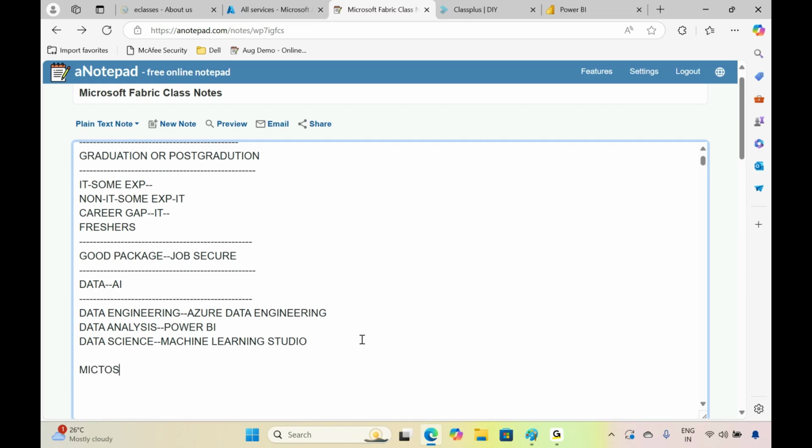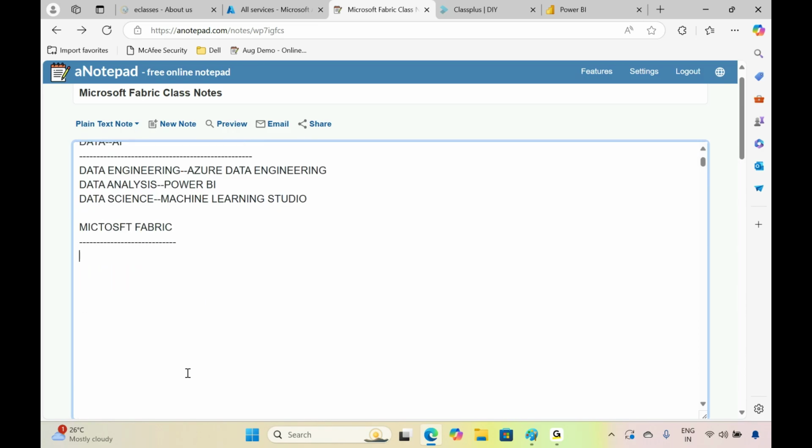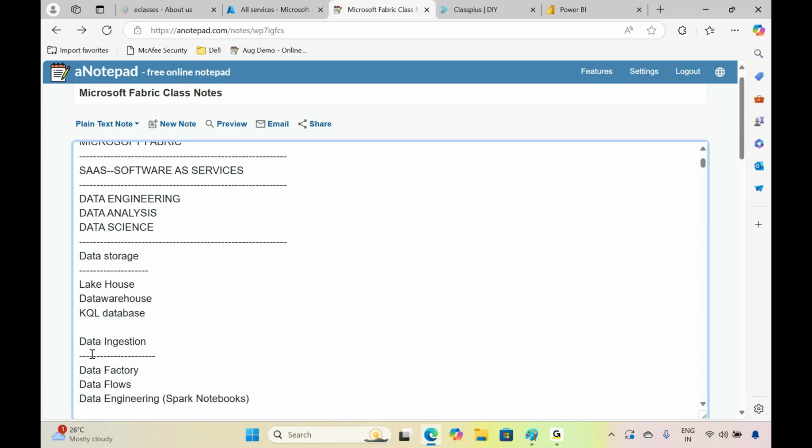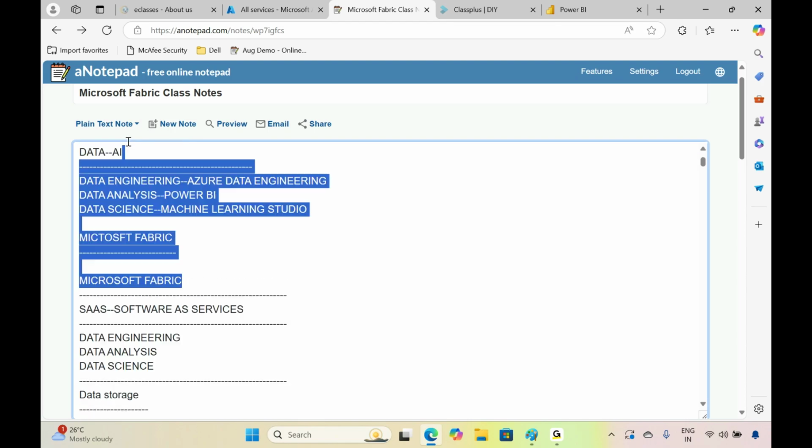Simply, they were not doing anything new. They were just combining the Power BI things, Azure data engineering things, and data science things into one platform, which is Microsoft Fabric. Microsoft Fabric is a software as a service platform offering the data engineering part, data analysis part, and data science part. So what can we do using Microsoft Fabric, and where can I log in?